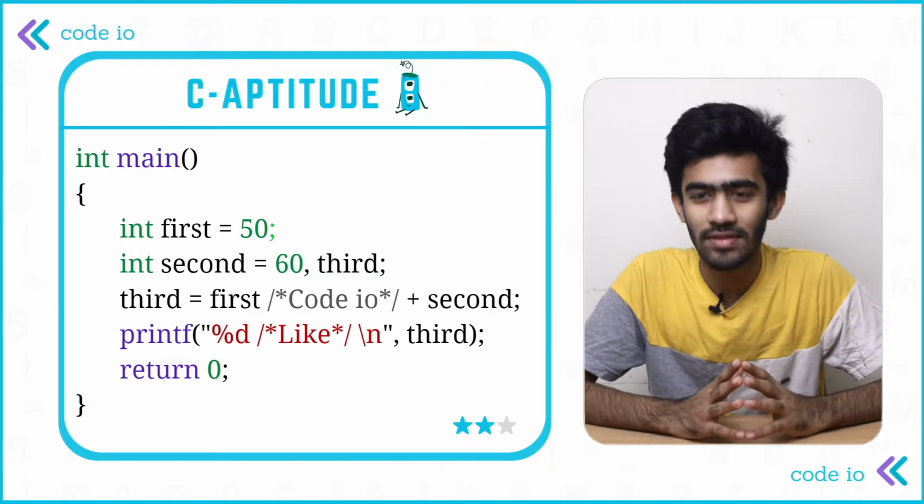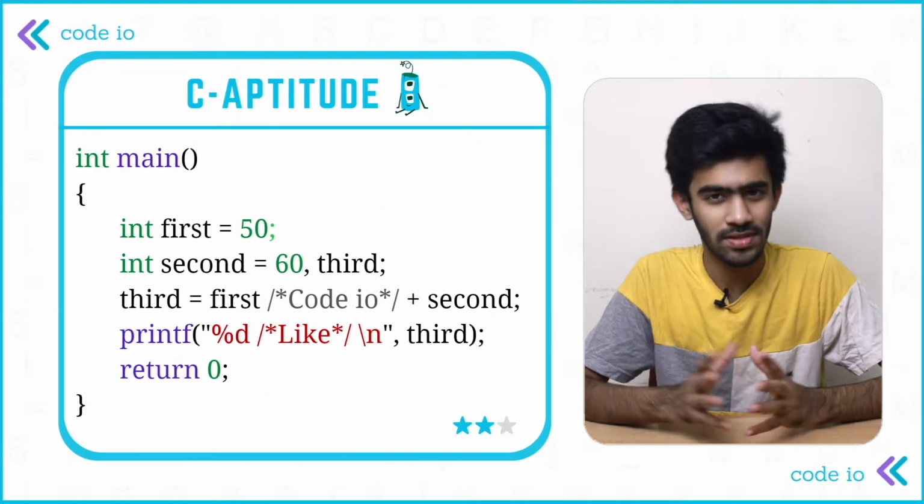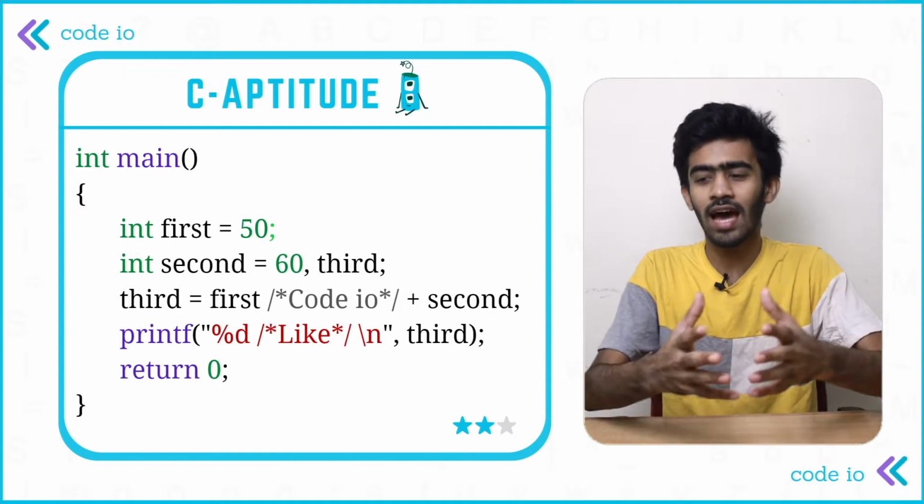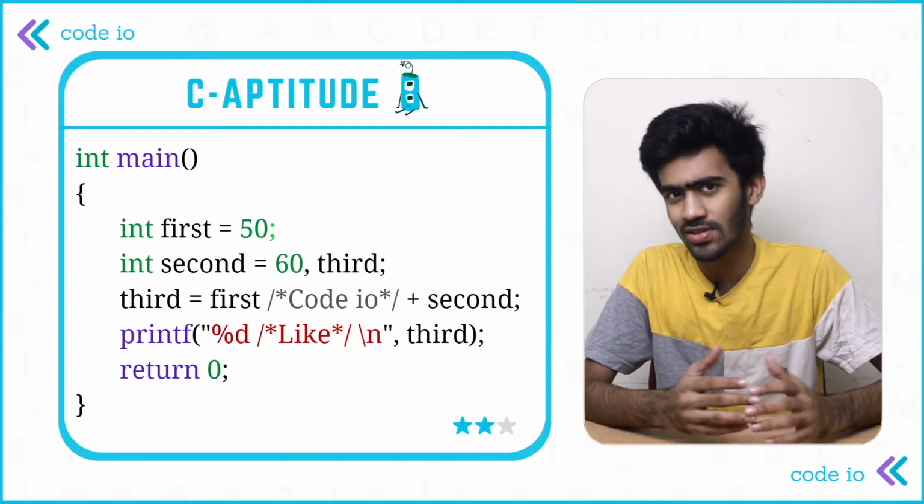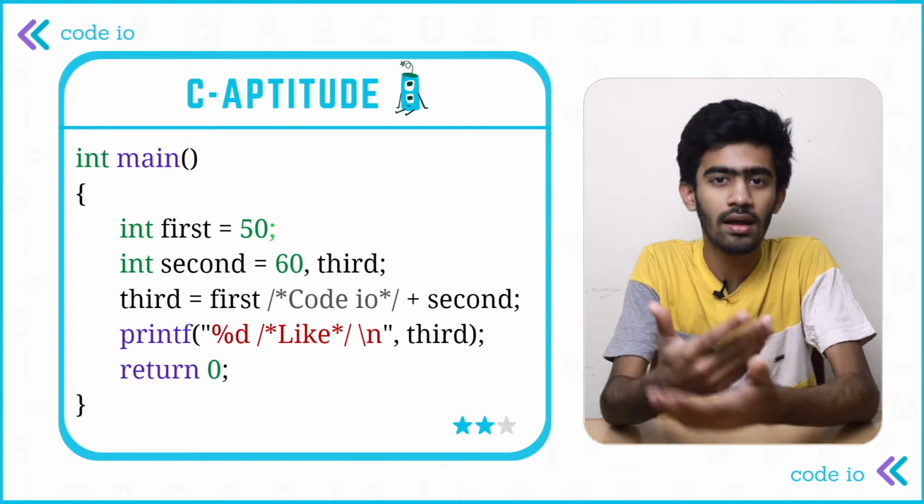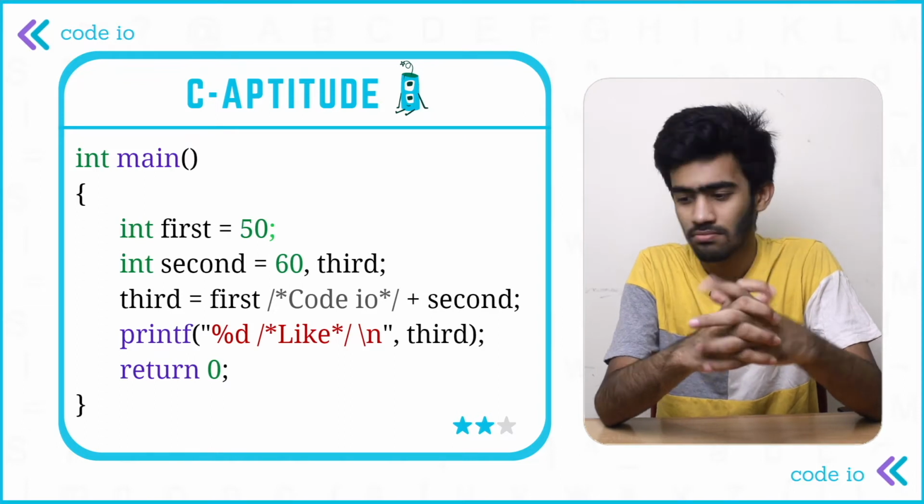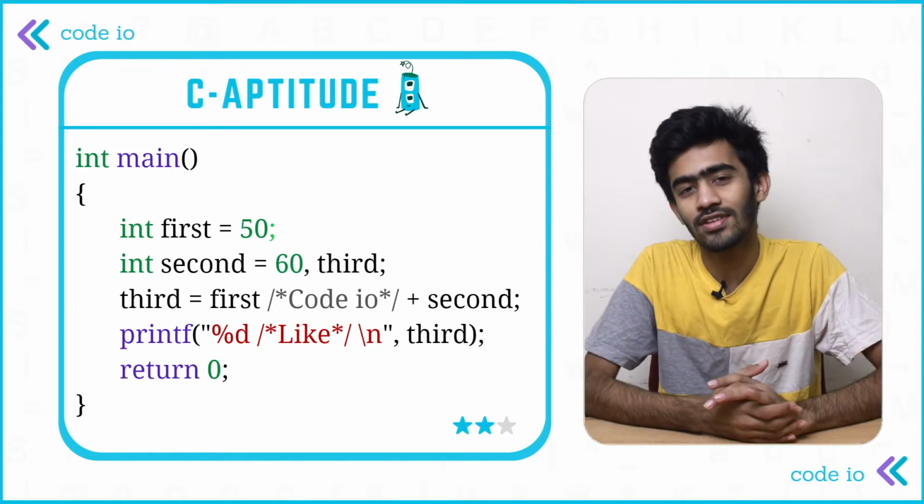Let us move on to our question. So we have an integer first that is equal to 50. Okay. And then we have another integer second that is equal to 60. And then we have also declared the variable third, but we have not given any value to this declared variable third. Okay. So the next line consists of the value of third.